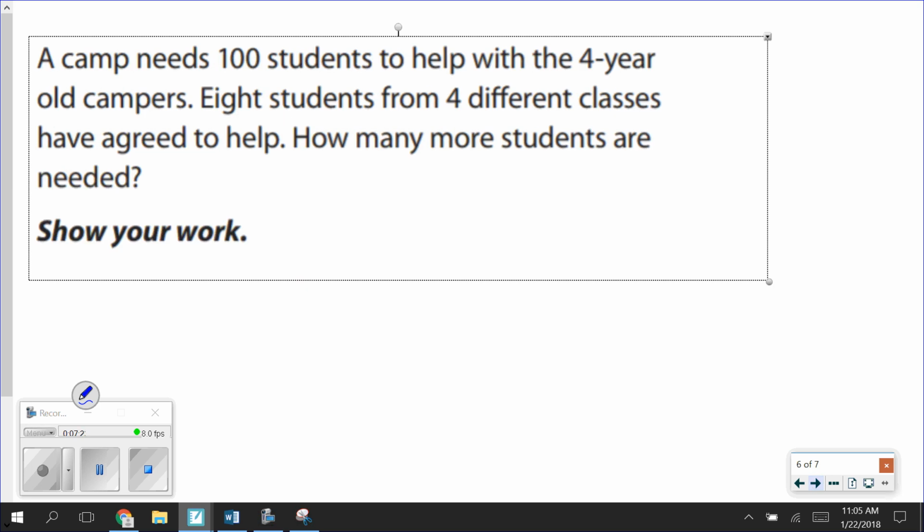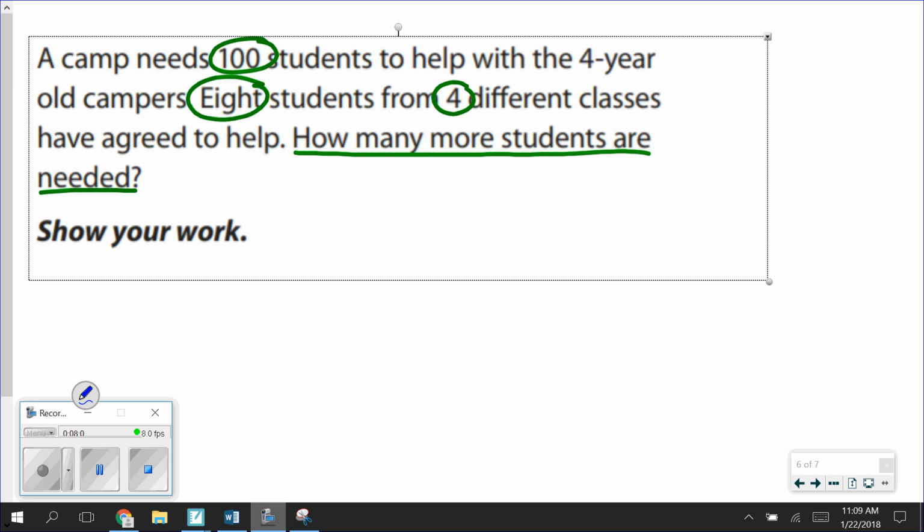A camp needs 100 students to help with the 4-year-old campers. 8 students from 4 different classes have agreed to help. How many more students are needed? So we want to find out how many more students are needed to help with the 4-year-old campers. We know how many they have already. 8 students from 4 different classes. And then we figure out how many more do we need to get to 100. Okay, so go ahead, pause the video and figure that out.